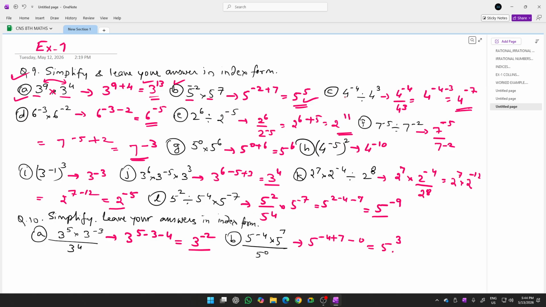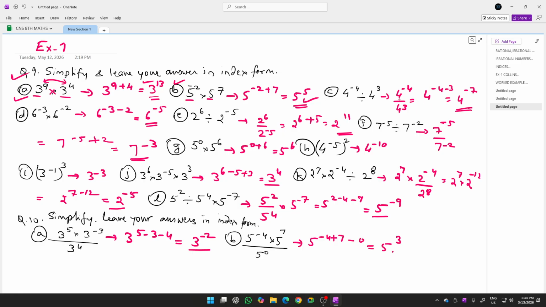C is 4 raised to minus 4 divided by 4 raised to 3. Now when there is division, first you write it in this form: 4 raised to minus 4 upon 4 raised to 3. Division means upon, right? So 4 raised to minus 4 you will put in the numerator and 4 raised to 3 in the denominator. Now for multiplication the rule was you have to add the index or add the power.